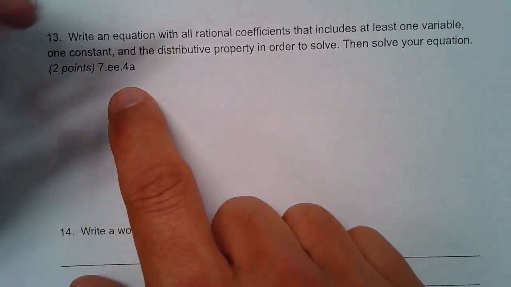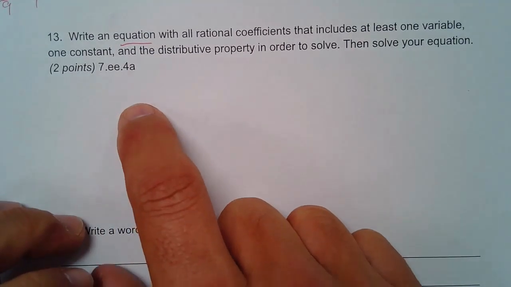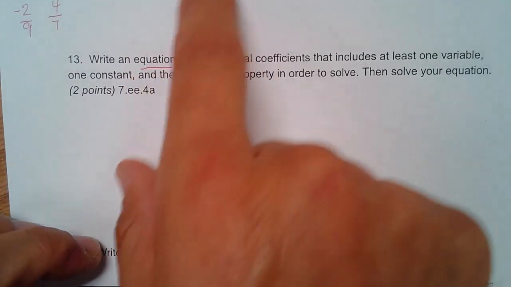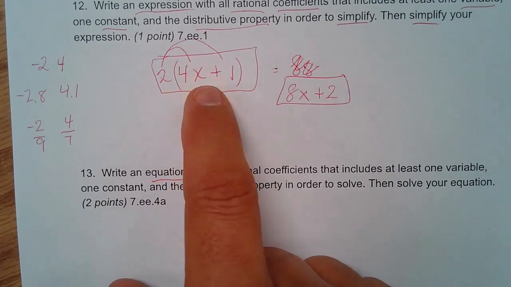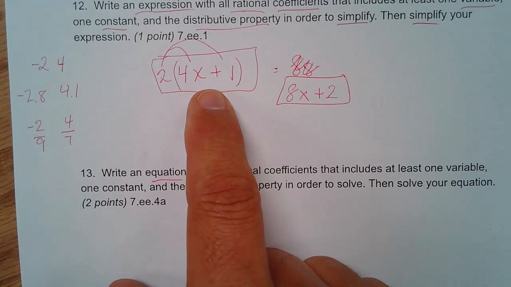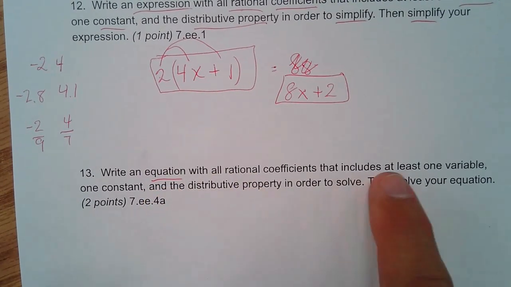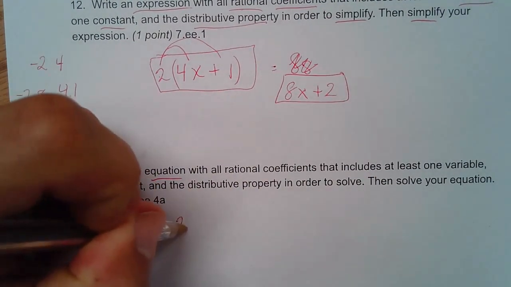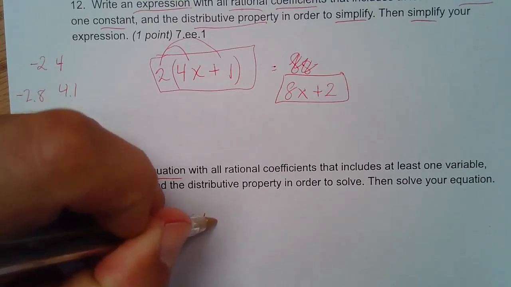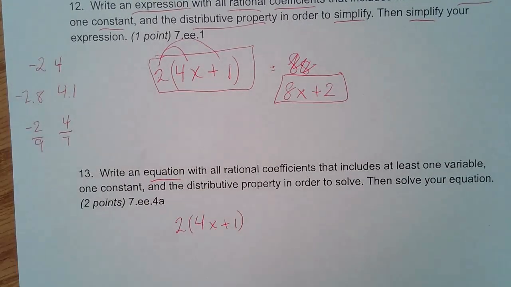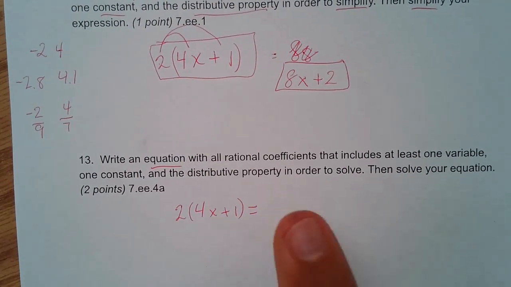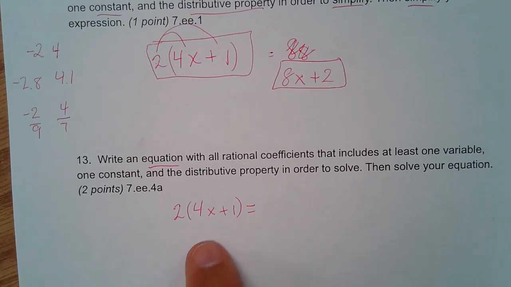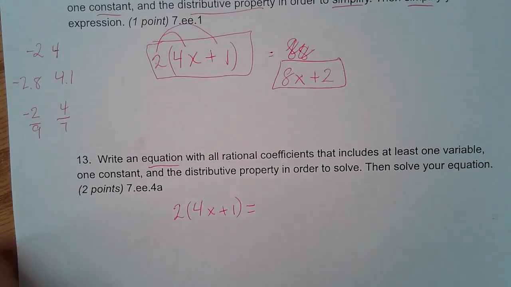Write an equation now. Okay, so how about I just use this entire thing right here? That was an expression. I need an equation with all of these parts in it. So I could just use 2(4x + 1). And now I need an equation. Equations have equal signs in them, and I need to have a target. When I solve this, I need to have x equals something.